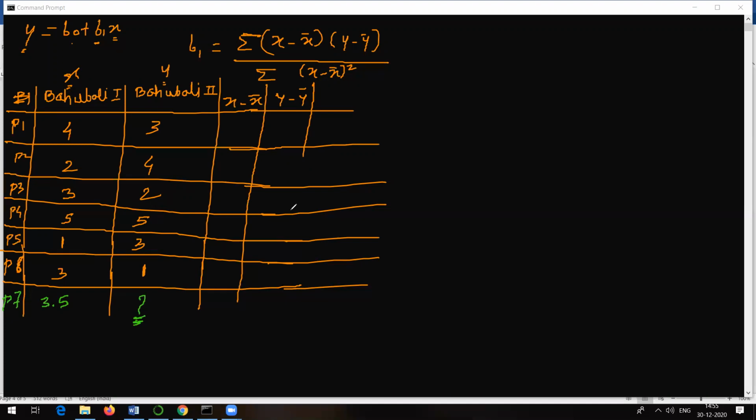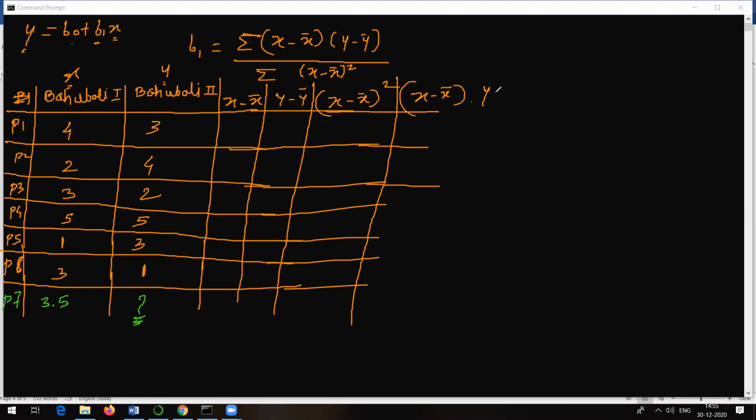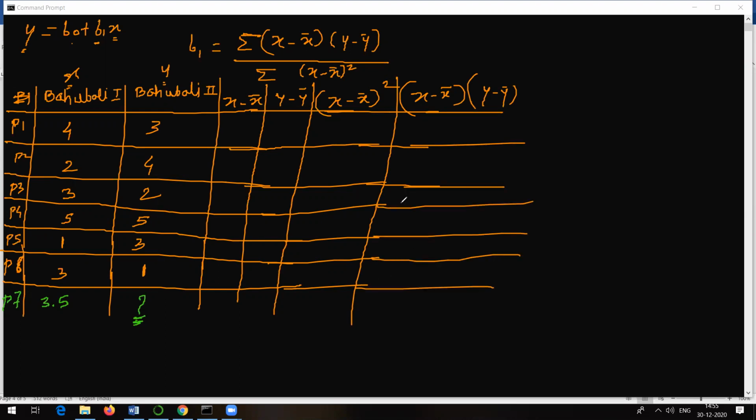Obviously, for that one needs to find out what is x bar and what is y bar. That we will try to find out. So after that, what do we need according to the formula? We need x minus x bar whole square also. And finally, what we need is x minus x bar into y minus y bar. These are the things which we are going to need to solve for the value of b1. This is what we want.